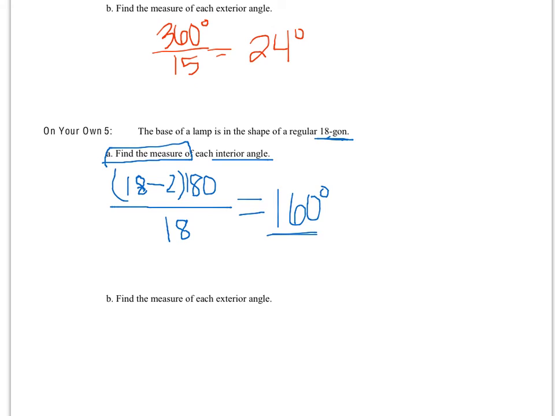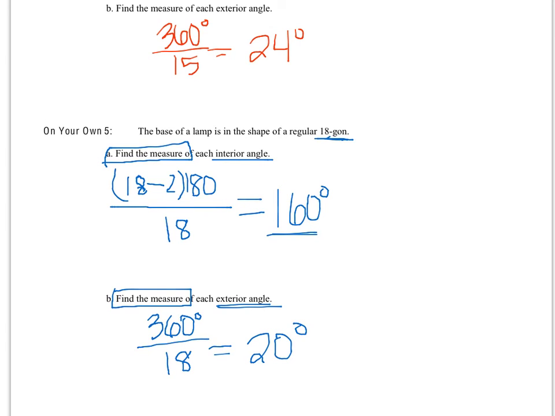B, find the measure of each exterior angle. Well, we know our total exterior angles. Exterior angles always add up to 360 degrees, so if we divide that by 18, we'll find that each exterior angle measure is 20 degrees.